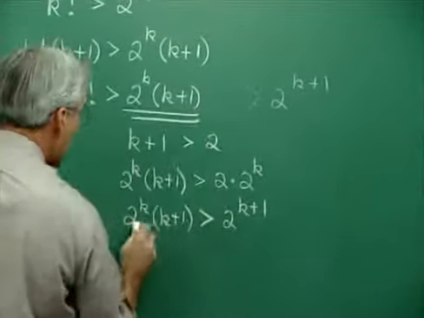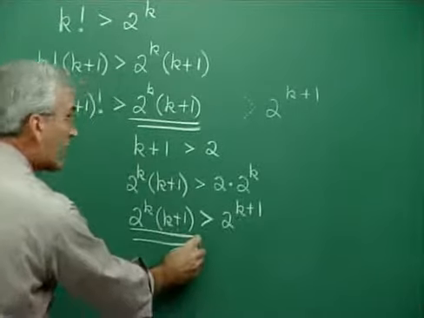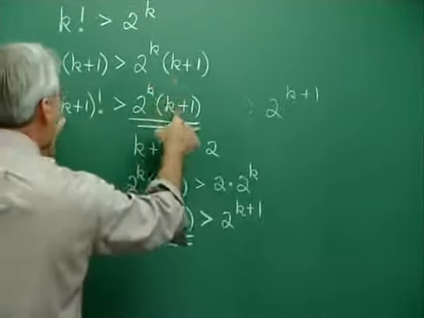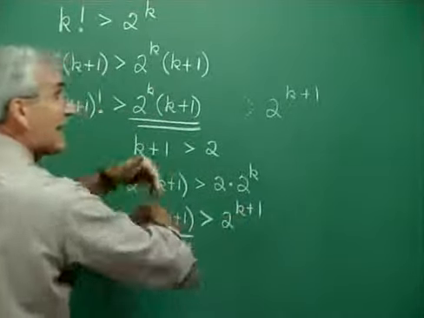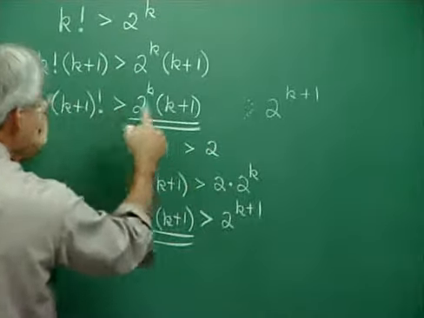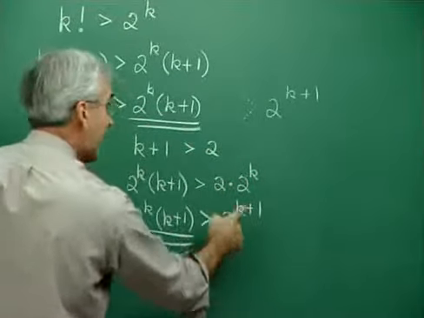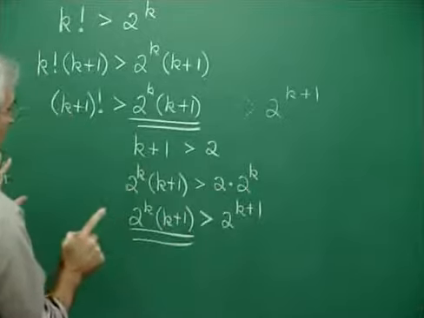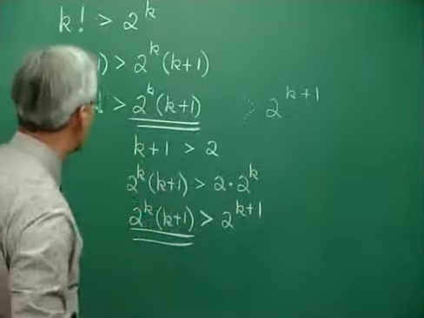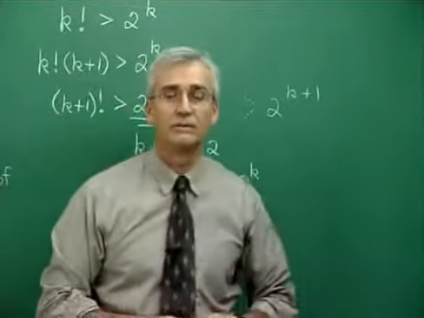Now I can use the transitive property. If this is greater than that and that is greater than this, I can conclude that this is greater than that. And that's what we were compelled to do in showing the second part of the proof by math induction.